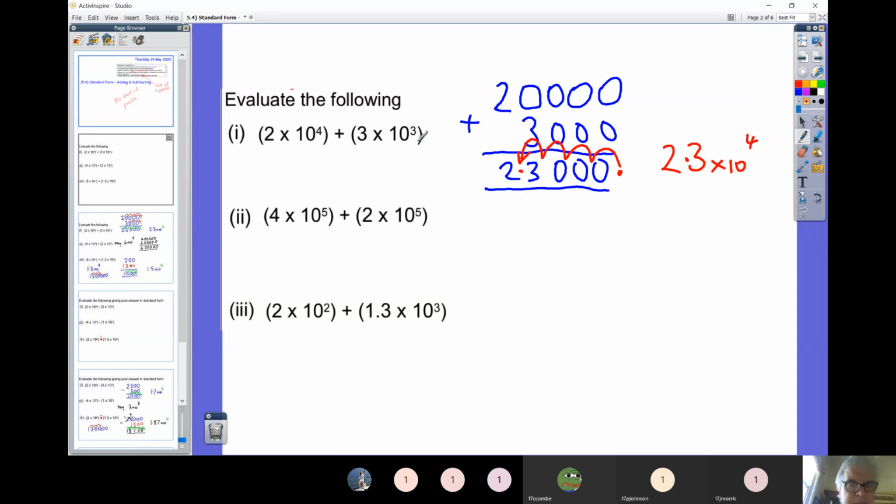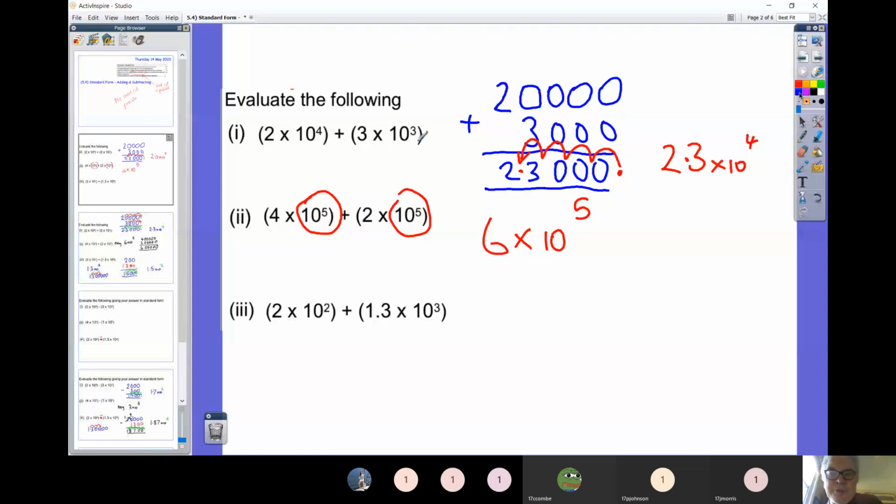Now, if you get a question in the Hegarty quiz, which you're going to do shortly, which is like number 2, where you've got the same powers, then that's straightforward. You can just do that straight away without having to do that working in blue. If you've got 4 times 10 to the 5 and you're adding 2 times 10 to the 5, that's just going to be 4 add 2 is 6. So 6 times 10 to the 5. So if you get any questions where you've got the same power, you don't need to do that bit in blue. But more often than not, most of the questions are going to be like number 1 and 3.